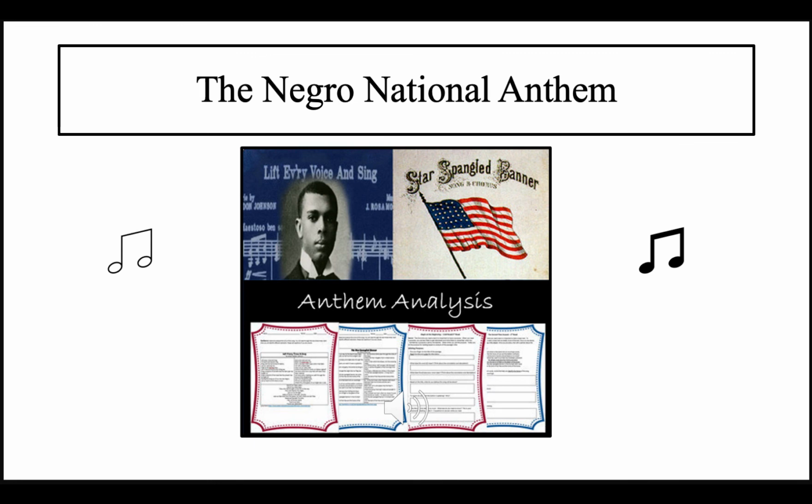Alright, so the song Lift Every Voice and Sing was originally a poem written by James Weldon Johnson in 1900. It was composed by his brother J. Rosamond Johnson into what we call the Negro National Anthem. I want everyone to listen to this song and take note of the cadence and the language. We'll then compare and analyze the song along with the Star Spangled Banner.